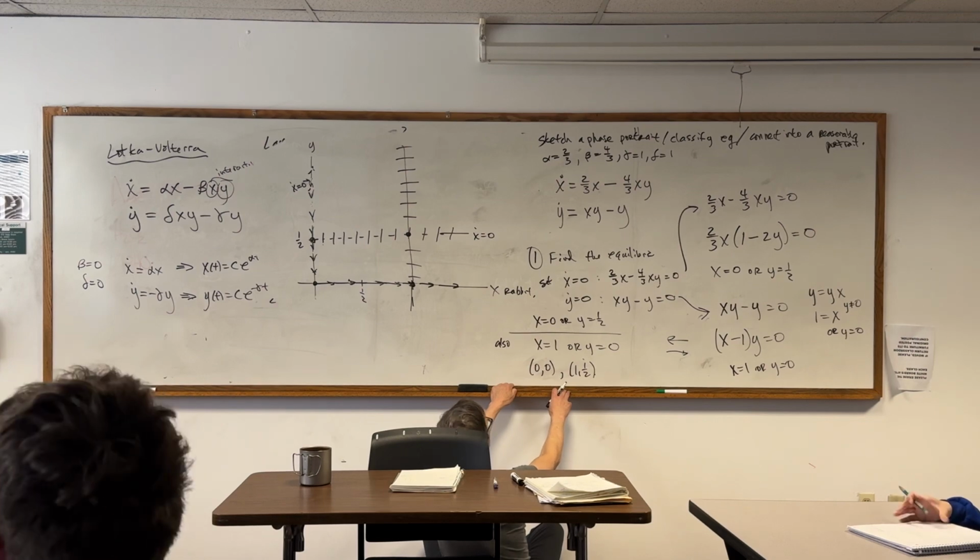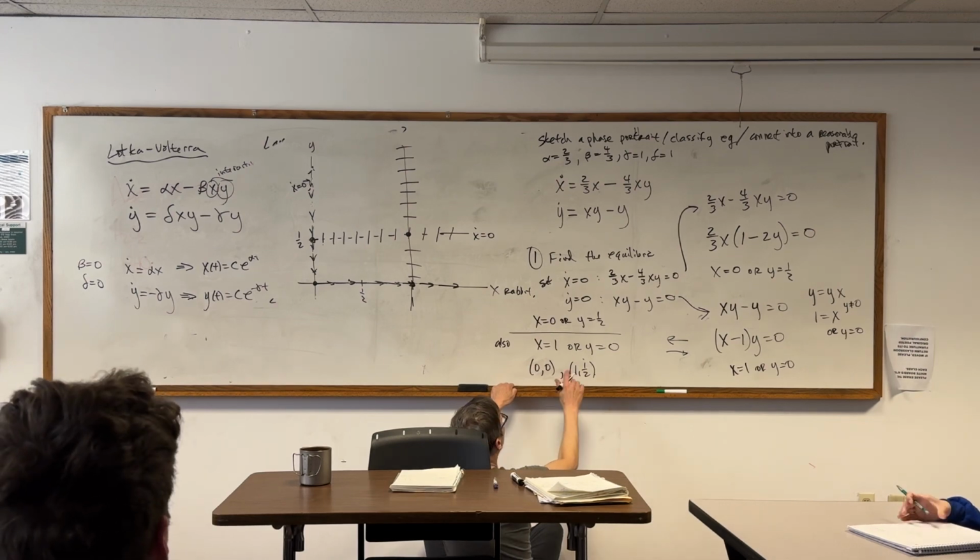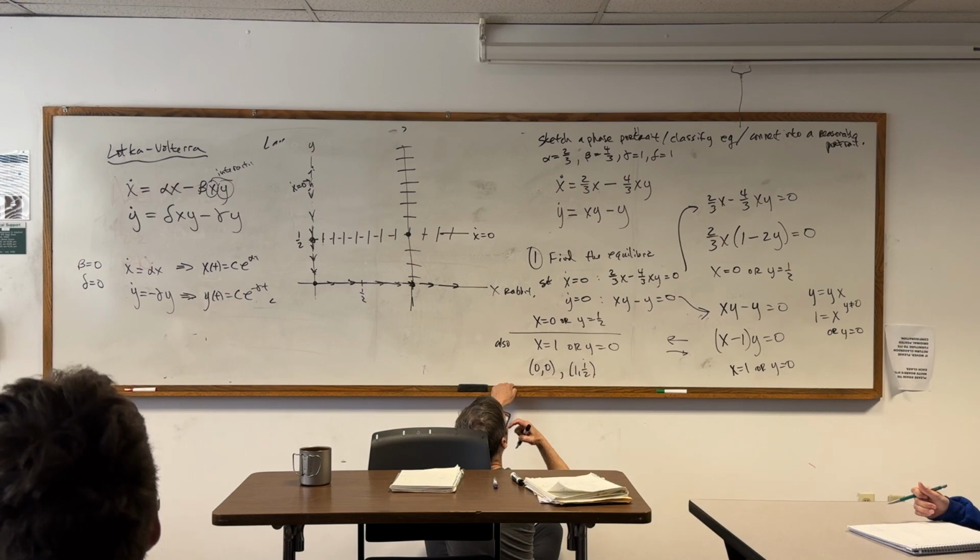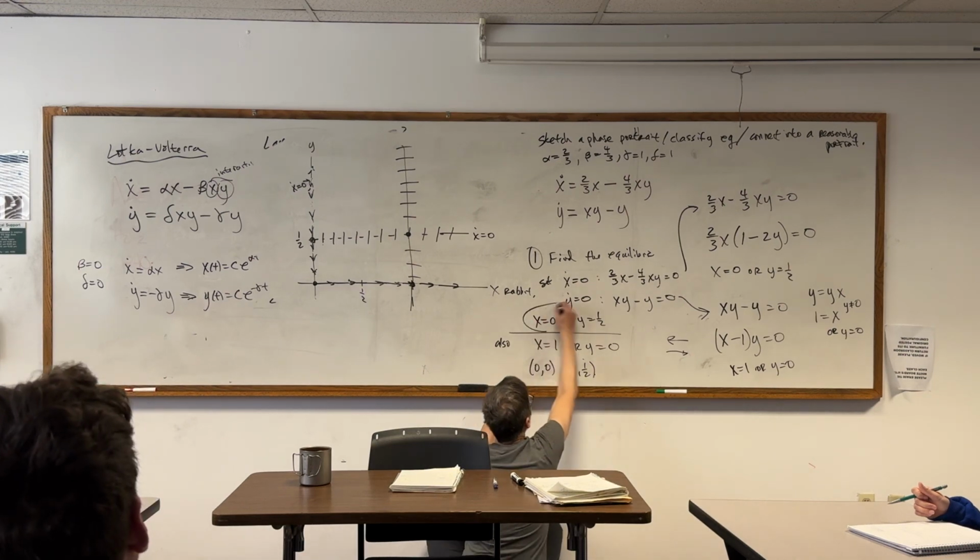What am I missing? X can be 1 and Y is 0, right? No, say it again, because it won't solve. So we've got this, so let's check this out.